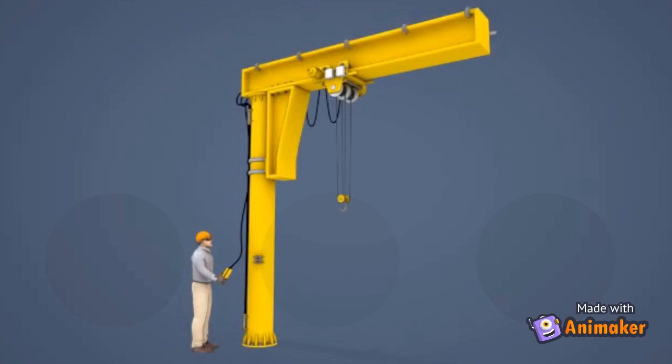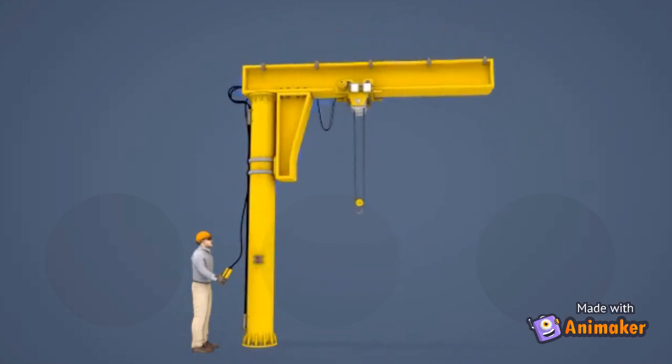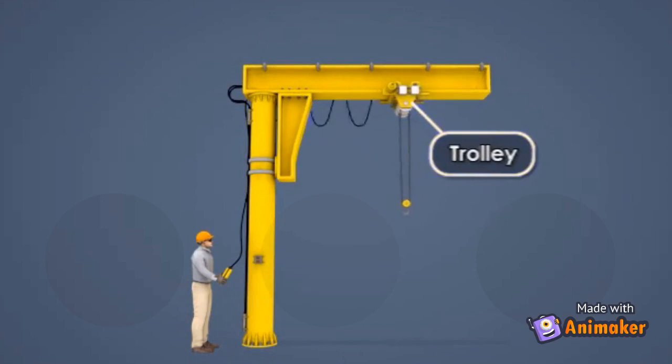Jib cranes have a jib or a boom that is mounted to a wall or a mast. The jib crane swings in an arc around its pivot, and the trolley runs from end to end on the jib.